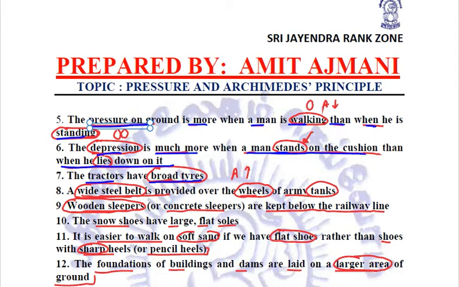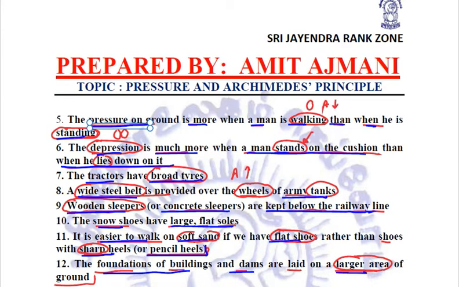Tractors having broad tires, providing wide steel belt in case of army tanks, wooden or concrete slippers kept below the railway line, snowshoes having large flat soles, easier to walk on soft sand with flat shoes as compared to the sharp heels or pencil heel shoes, foundations of buildings and dams laid on larger area of ground.